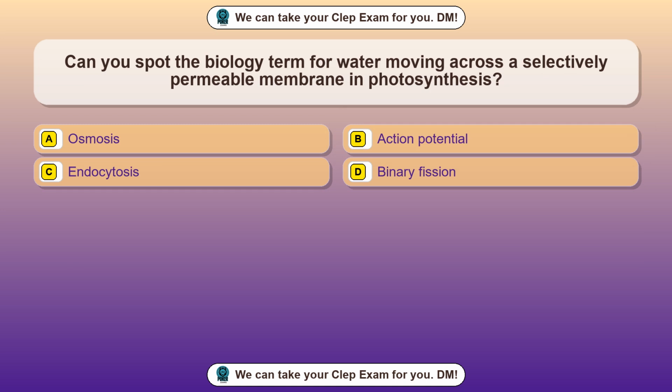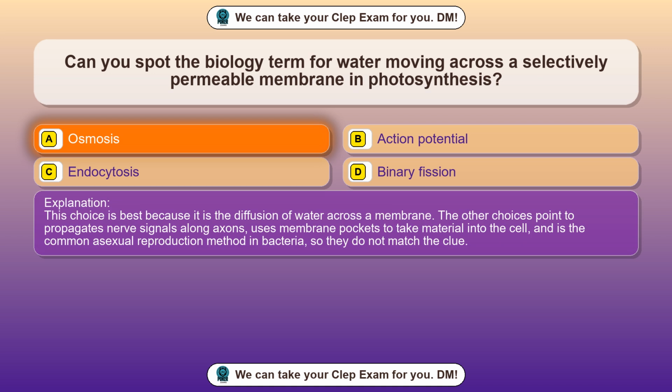Question 87. Can you spot the biology term for water moving across a selectively permeable membrane in photosynthesis? Option A, osmosis. Option B, action potential. Option C, endocytosis. Option D, binary fission. The correct answer is option A, osmosis. This choice is best because it is the diffusion of water across a membrane. The other choices point to propagates nerve signals along axons, uses membrane pockets to take material into the cell, and is the common asexual reproduction method in bacteria, so they do not match the clue.